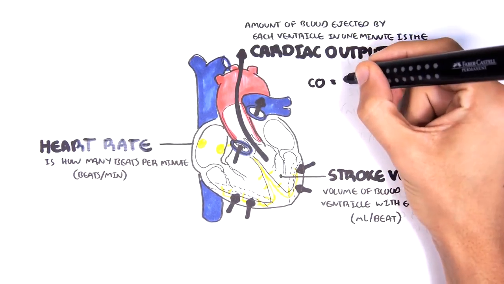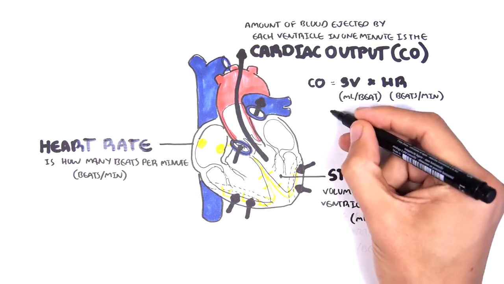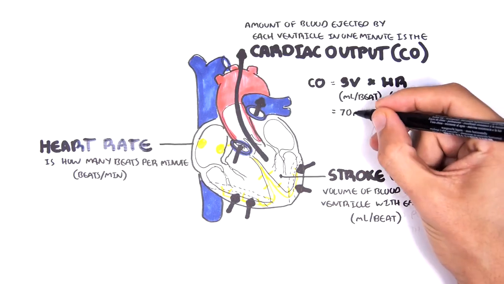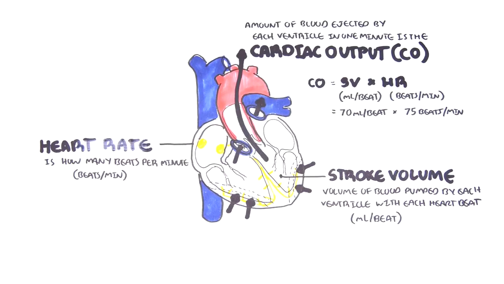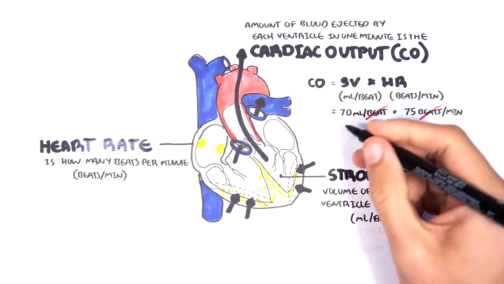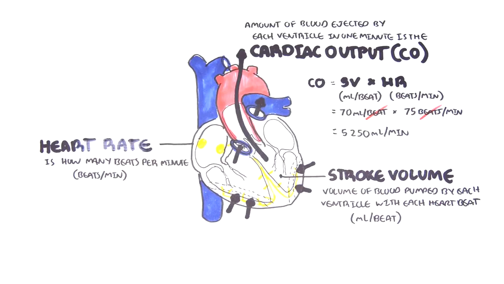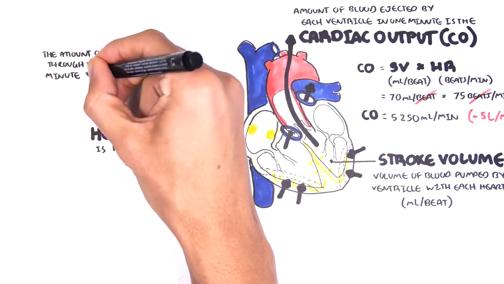So therefore, cardiac output is equal to stroke volume multiplied by heart rate. And stroke volume is mils per beat and heart rate is beats per minute. So as an example, a normal stroke volume would be about 70 mils per beat and heart rate about 75 beats per minute. Cross the beats out and your cardiac output is 5,250 mils per minute. And this is about 5 liters per minute, which is about right because the amount of blood passing through the heart each minute is about 4 to 6 liters.